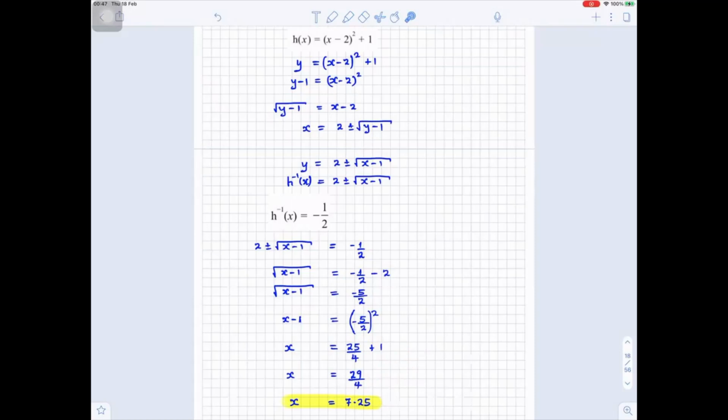That's how you can find the inverse of h first, and then equate it to minus a half and solve it. So what we did was we find h inverse and then make it equal to minus a half, and then we solve for x. So that's what we did.